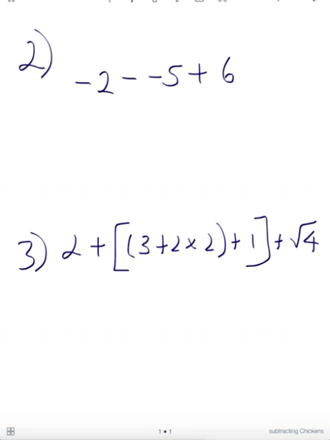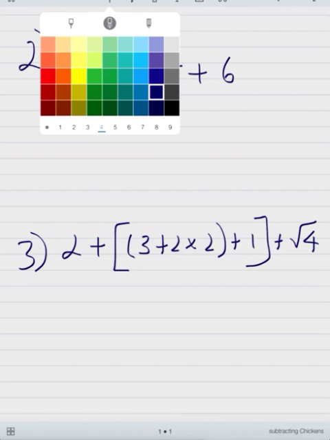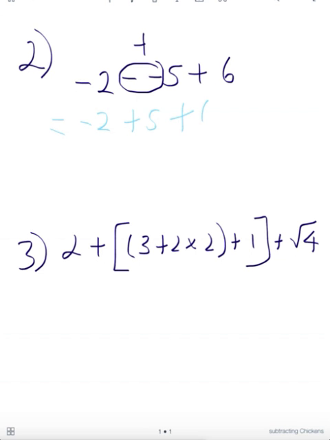So with the first one, I can see 2 negatives sitting together and they become positive. That's my first step. So I now have -2 plus 5 plus 6. Now, we don't go 5 plus 6 is 11 and so on. We always work from left to right. And so I'll put brackets around what I'm doing next. Left to right means -2 plus 5 comes next.